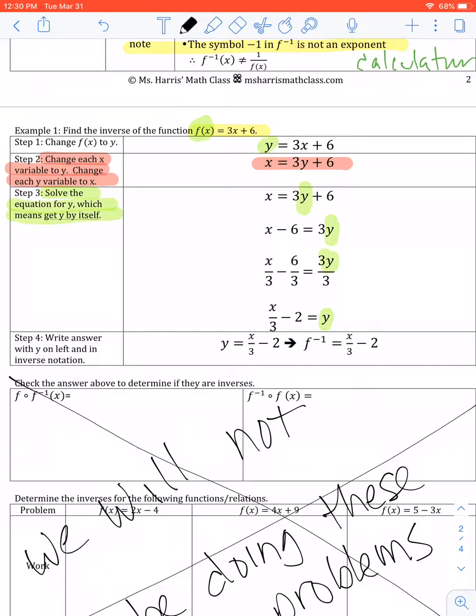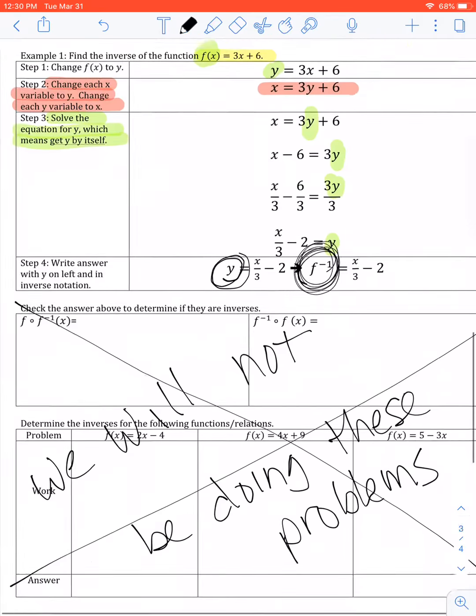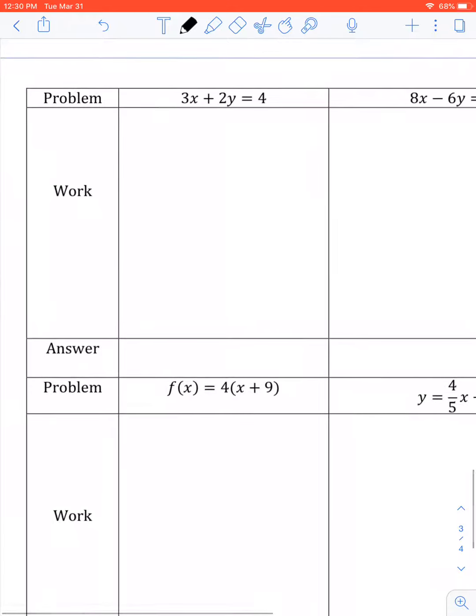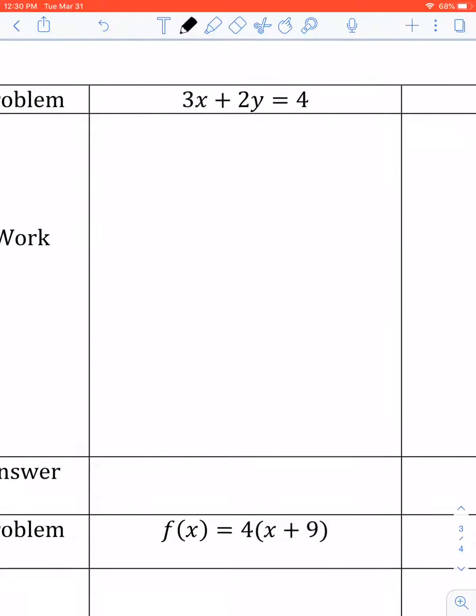And then in step 4, we're going to replace the y with our symbol inverse of f to denote it's our inverse. I'm going to go through the next examples fairly fast so that we keep the length of the video down. So make sure that you stop, pause, and rewind at any point. Here we go.